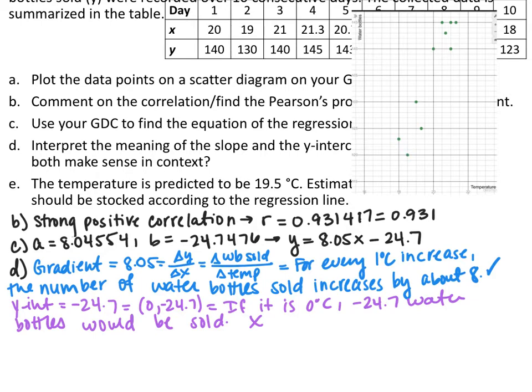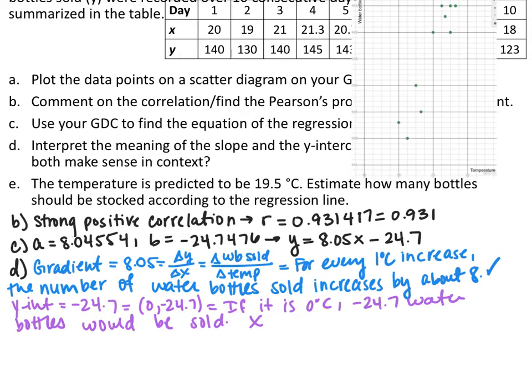For the y-intercept, it is negative 24.7, which means you have the coordinate point (0, negative 24.7). So if it's 0 degrees Celsius, which is freezing, that's our 32 degrees Fahrenheit, negative 24.7 water bottles would be sold. No, this doesn't make sense. You can't sell negative water bottles. They're not going to be buying back water bottles because it's freezing.